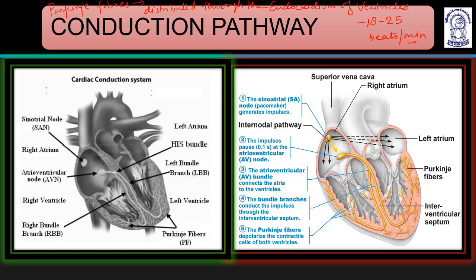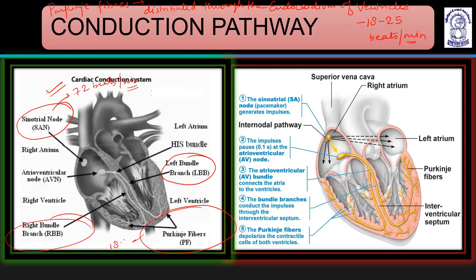Very important. This is the cardiac conduction system, SA node, 72 beats per minute on average. Okay, this is the left bundle branch, right bundle branch, Purkinje fibers, 18 to 25 beats per minute. AV node, 40 beats per minute. Okay, the sinoatrial node pacemaker generates impulses, and these are the internodal pathway. You can see, SA node, internodal pathway.